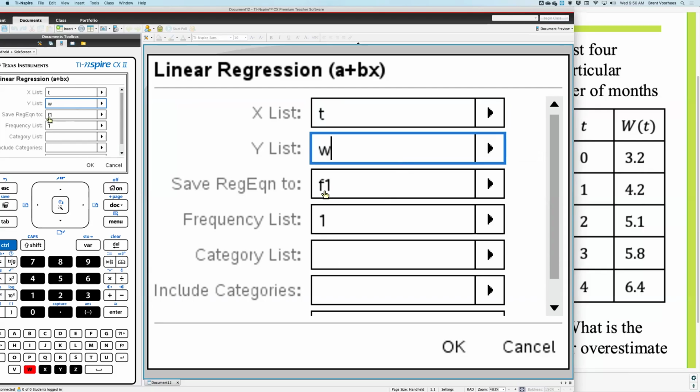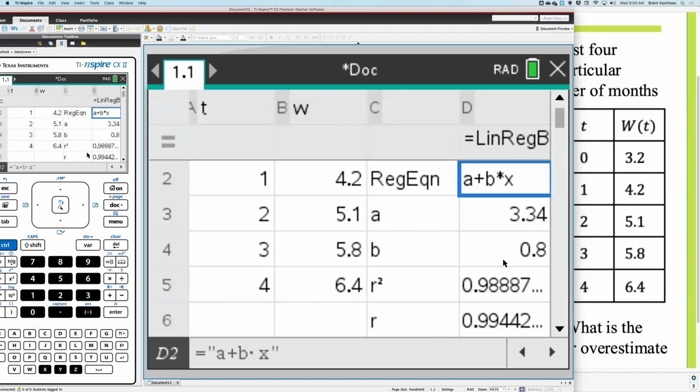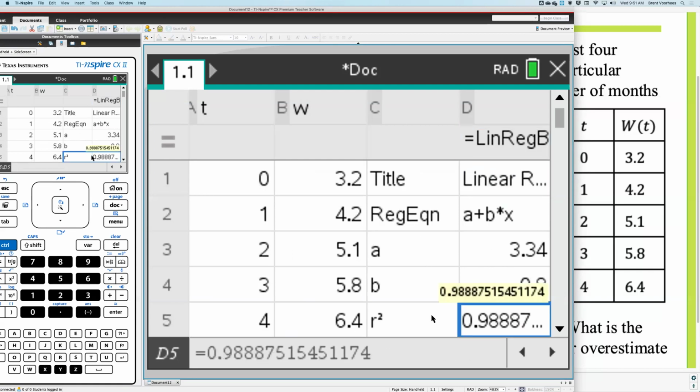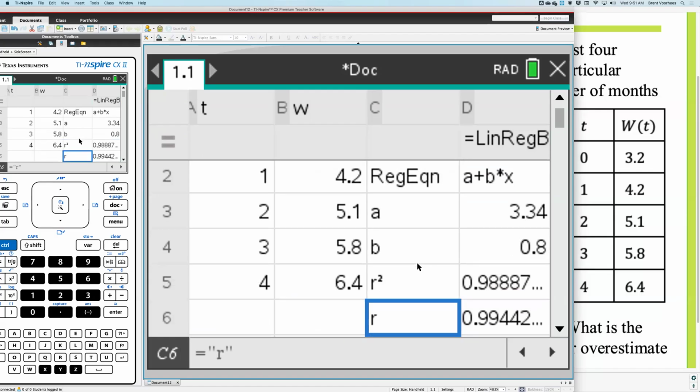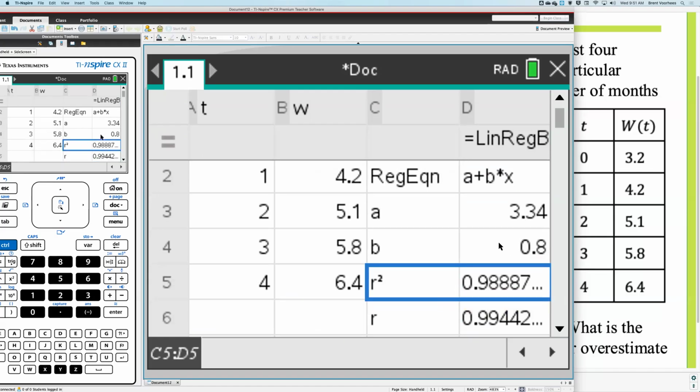Make note of where it's going to save it to. If you clear your calculator, it should save it to F1. If you did not clear your calculator, it could be somewhere else. Make note where they save it. All right, press OK. Here's our equation. Is this a perfect regression? No. How do you know it's not perfect? The R squared is not 1.